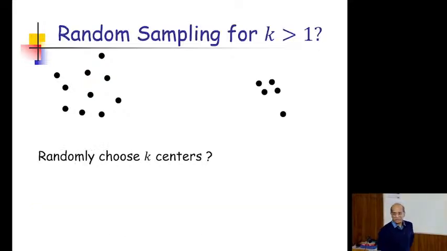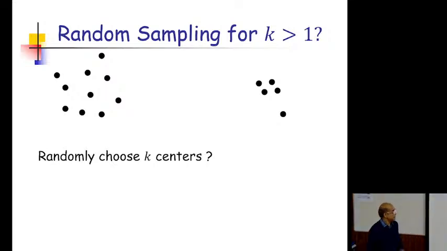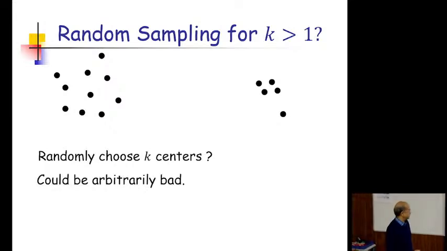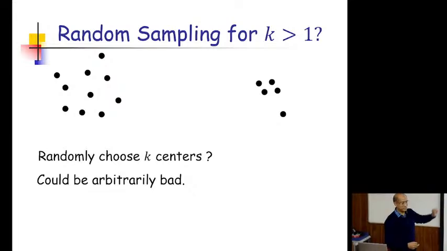Now, what about k greater than 1? So far we have shown that a randomly chosen point is somewhat good. It gives a constant approximation. What happens if k is bigger than 1? Can I show that if I just choose k points randomly, that's good? For example, suppose k is 2 here. Does picking 2 random points give you a good solution? Yeah, a random point from the set of points? Yeah, from the input set of points, not the space.